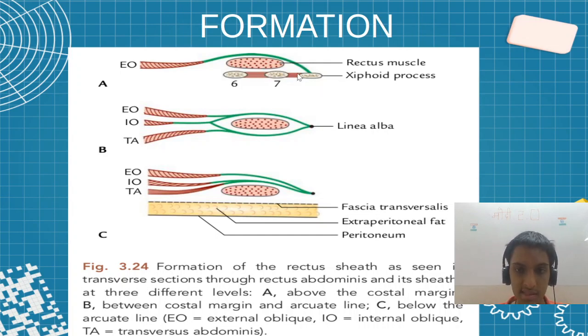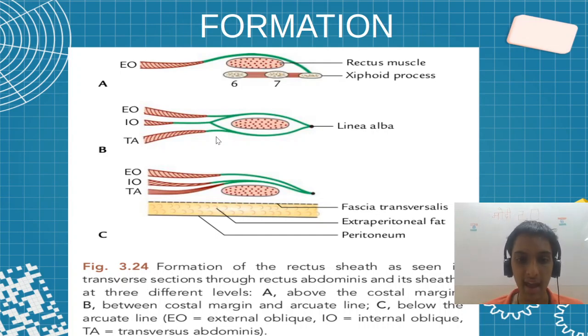So this will be the thing, and then that will totally cover the rectus muscle by touching the linea alba, like an oval shape will be formed. And then it will link the external oblique, internal oblique and transversus abdominis. I've shown you in the fascia transversalis, exactly that will be happening.